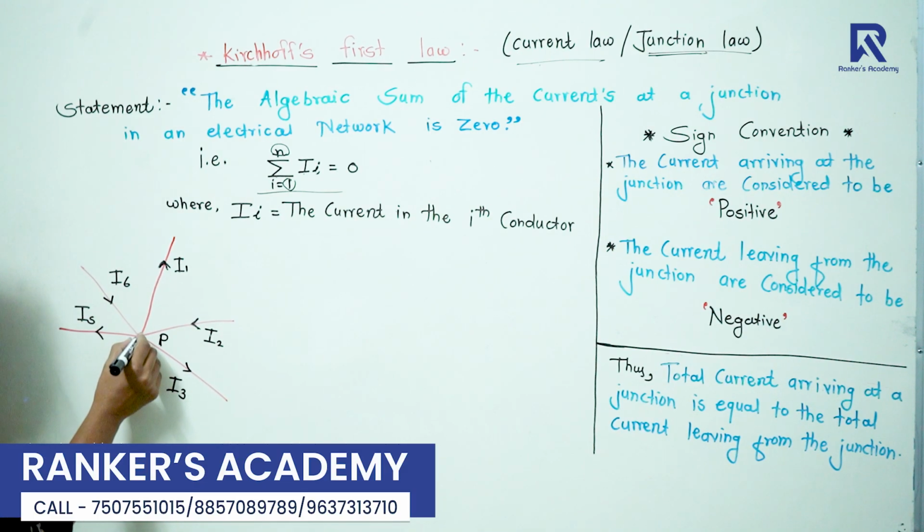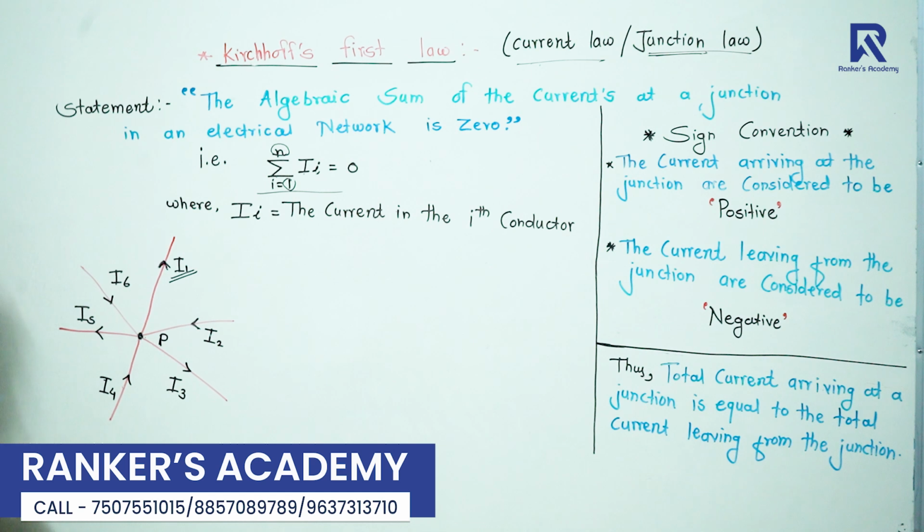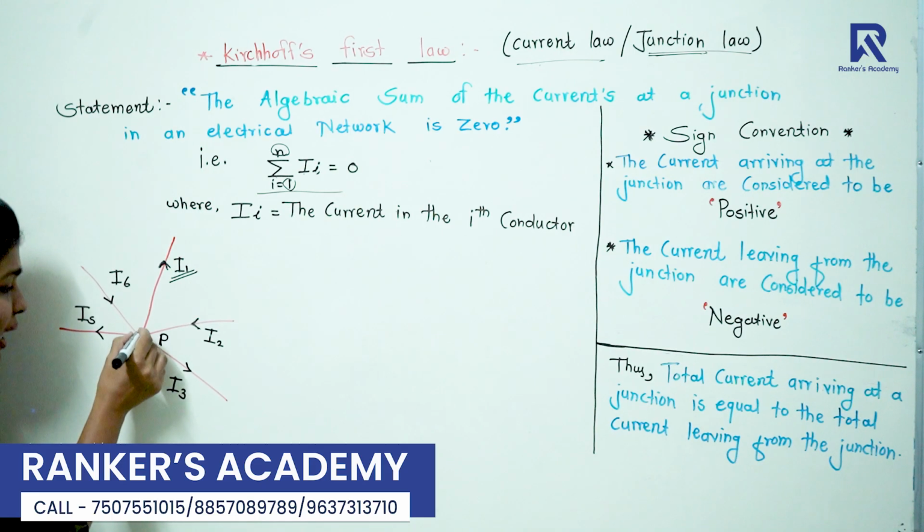Now at the point P, first the current I1 is leaving from the junction. This arrow shows that the current I1 is leaving from the junction. Similarly, the second current I2 is arriving at the junction. Current I3 is again leaving from the junction. I4 is arriving at the junction. I5 is leaving from the junction, and I6 is also arriving at the junction. Now I want to find the total current at this particular point P.